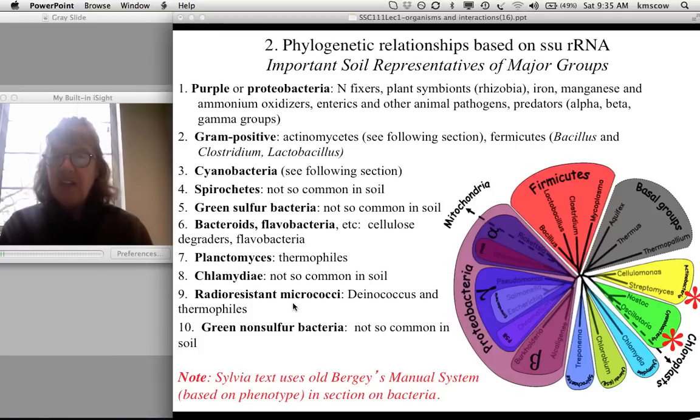We also have these incredible radio-resistant micrococci, these Deinococcus, that have been found in uranium spills up at the Pacific Northwest Battelle lab, where weapons research has led to creating all these horrible wastes that are buried in the ground, and they've found some incredible organisms that live in and transform uranium in those wastes. And then green non-sulfur, which again are not so common in soil. But this is just an overview of some of the main soil organisms.